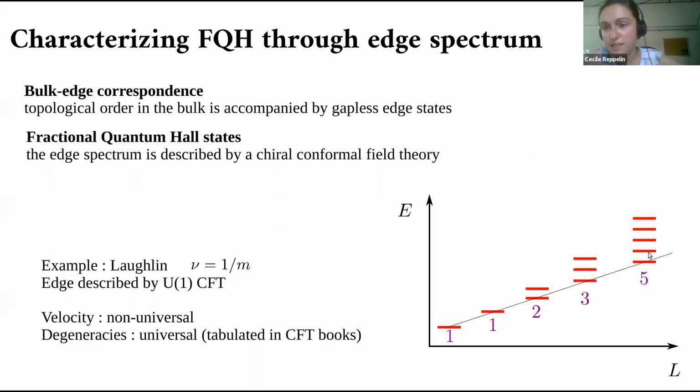So the velocity for this chiral edge spectrum is actually non-universal, but what is universal is the degeneracy of each state. So here what's important is to be able to know the momentum of each state. You need to label your eigenstates with an angular momentum, so that you can distinguish this sequence. And those degeneracies are tabulated in conformal field theory books, but in the case of the Laughlin 1/m states, this is what you get.